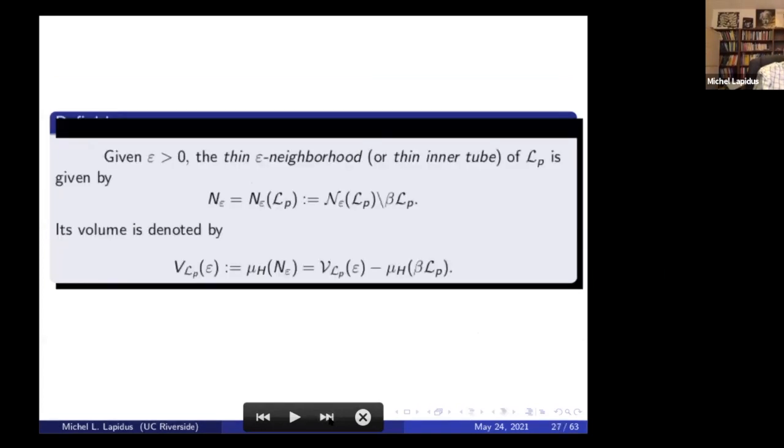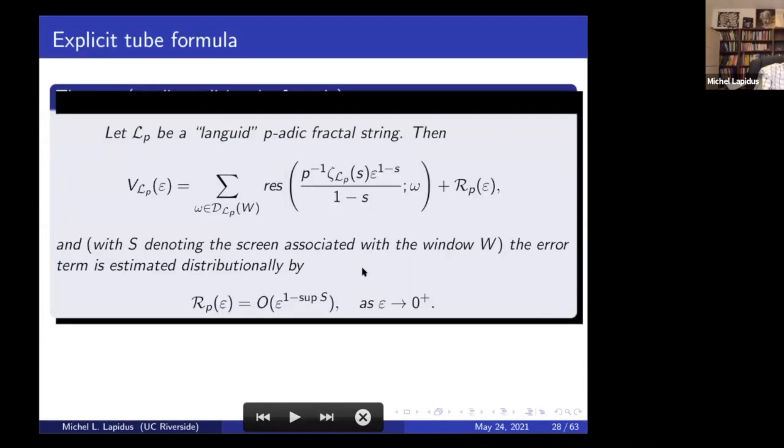So what you have to do in order not to have Minkowski dimension always equal to 1 for a p-Adic fractal string is remove from the thick epsilon neighborhood the metric boundary, the disjoint union of the spheres. So the true volume of the epsilon neighborhood is given by the volume of this thin epsilon neighborhood once you remove the metric boundary. It's the difference of the volume of the thick epsilon neighborhood and the volume of the boundary. According to the previous lemma, you can calculate it explicitly, and I'm not going to give it.